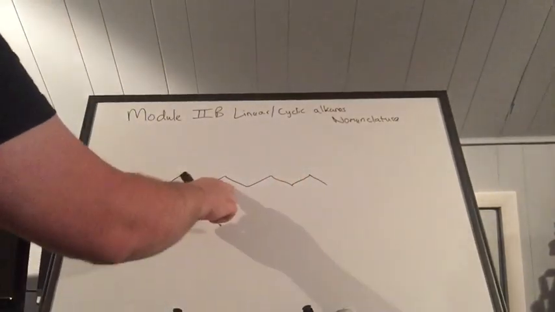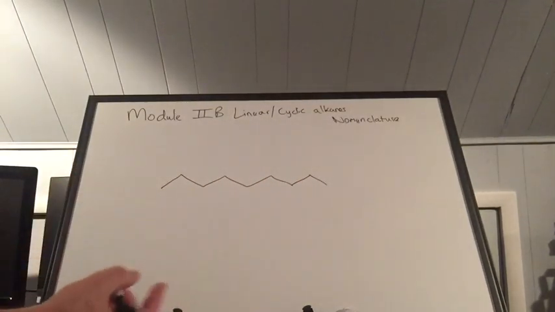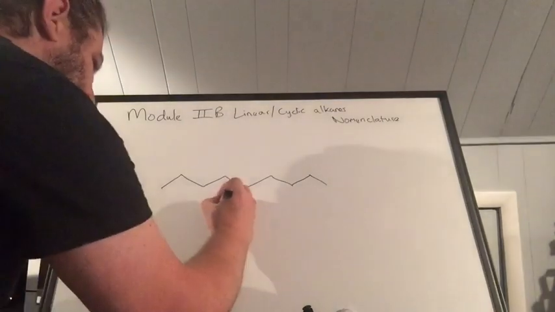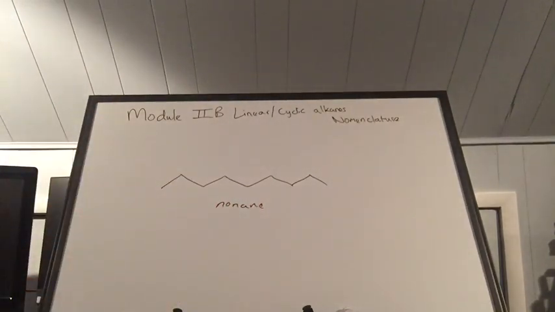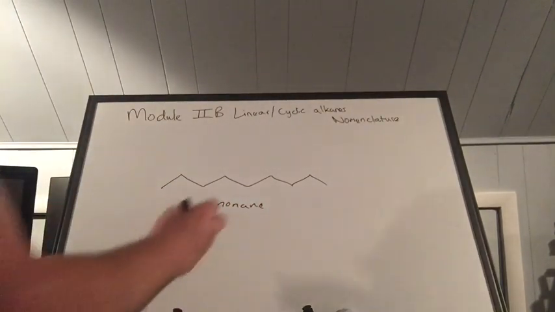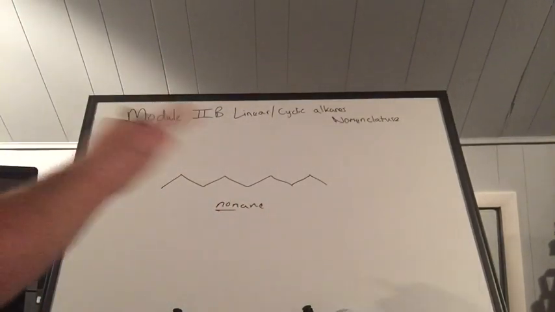Add another 2 there. 1, 2, 3, 4, 5, 6, 7, 8, 9. We don't have anything branching off of here. We have a 9 carbon chain, so it's going to be nonane. That ane suffix just denotes that it's some kind of alkane, and non gives you the indication that there are 9 carbons.